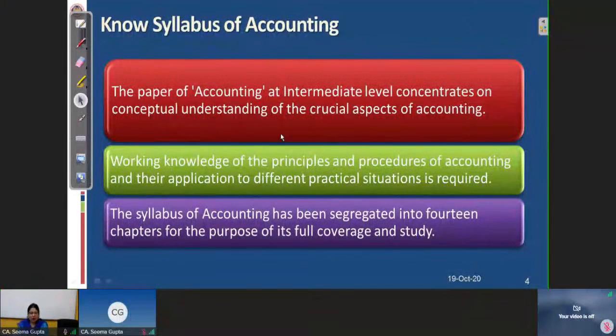The paper of accounting at the intermediate level concentrates on conceptual understanding of the crucial aspects of accounting.